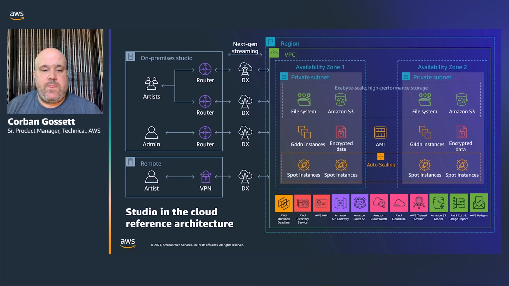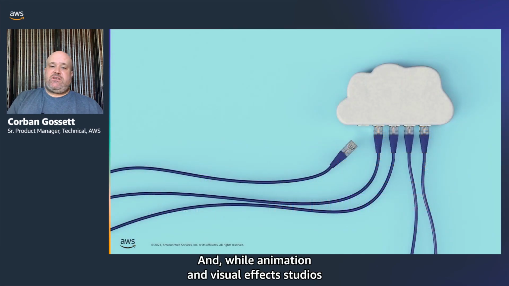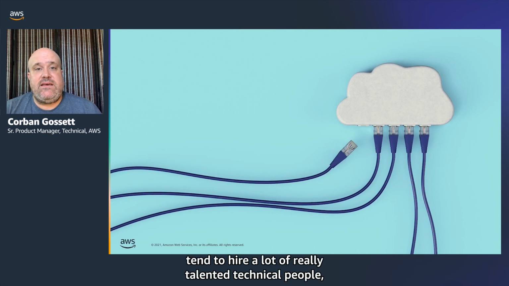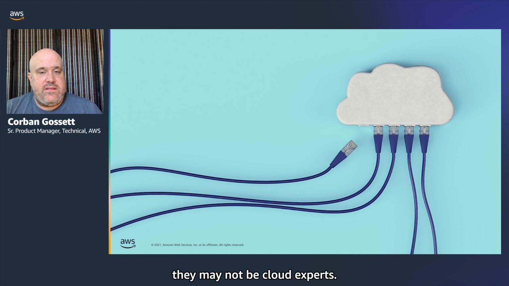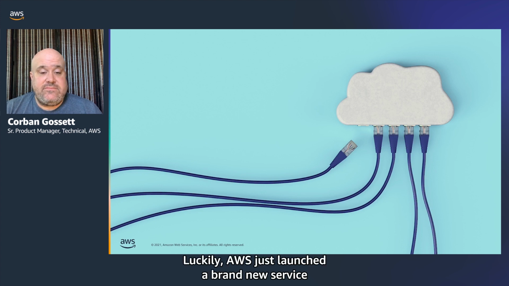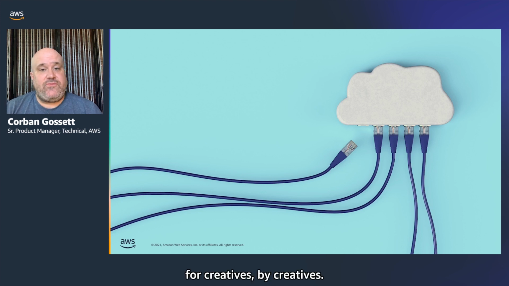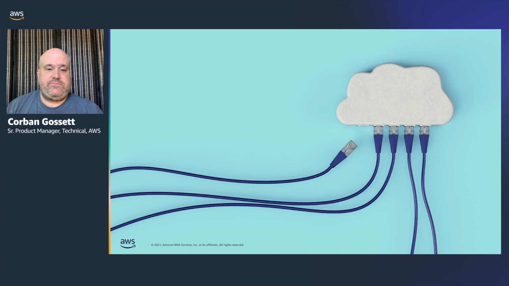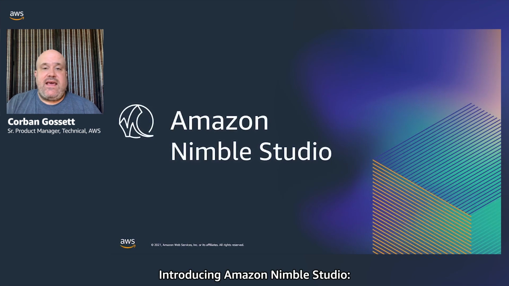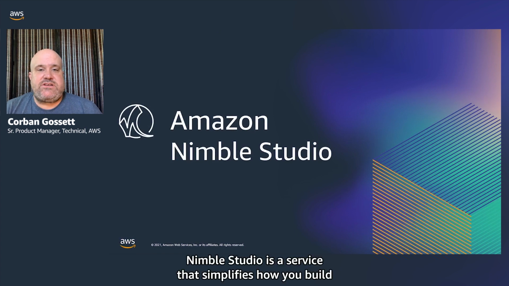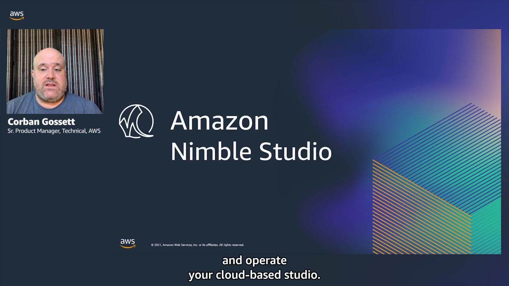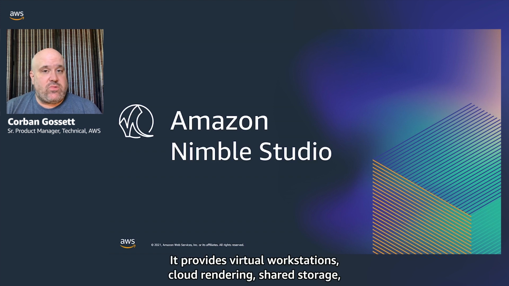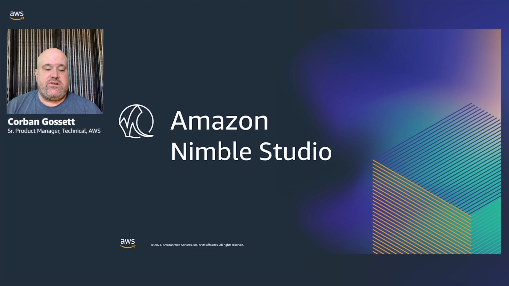And while animation and visual effects studios tend to hire a lot of really talented technical people, they may not be cloud experts. Luckily, AWS just launched a brand new service for creatives by creatives. Introducing Amazon Nimble Studio. Nimble Studio is a service that simplifies how you build and operate your cloud-based studio. It provides virtual workstations, cloud rendering, shared storage, all for digital content creators who produce visual effects, animation, and really any kind of interactive content.